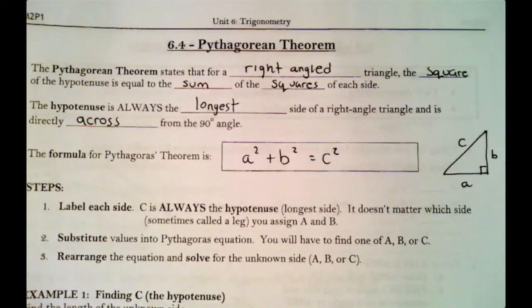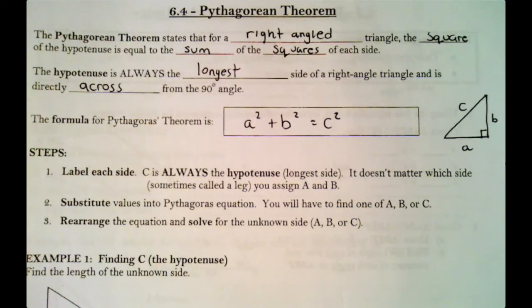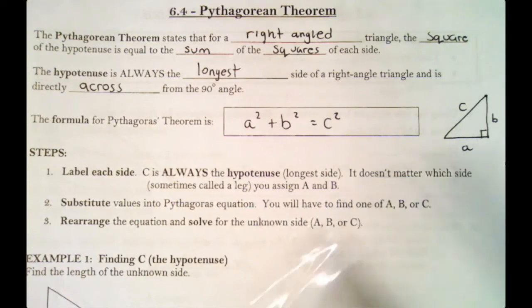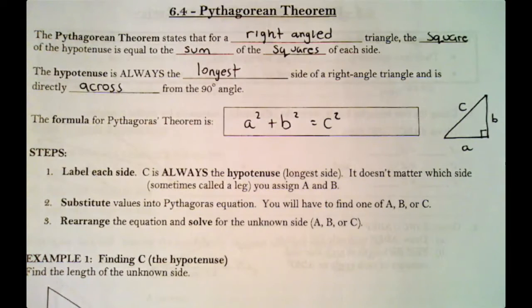So we can use this idea to solve some sides in triangles if we know two sides, specifically if it's a right angle triangle. To do that, we're going to label every side. C is always the hypotenuse, it's the longest side. The A and B are called the legs, the two shorter sides, and it doesn't matter which one you call A and which one you call B. C is the one that matters.